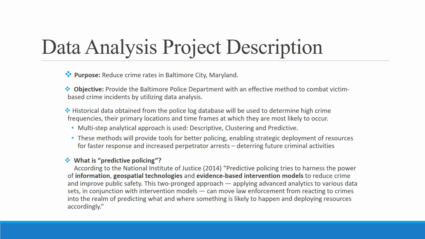A definition of predictive policing from the National Institute of Justice states, predictive policing tries to harness the power of information, geospatial technologies, and evidence-based intervention models to reduce crime and improve public safety. This two-pronged approach, applying advanced analytics to various data sets in conjunction with the intervention models, can move law enforcement from reacting to crimes into the realm of predicting what and where something is likely to happen and deploying resources accordingly.